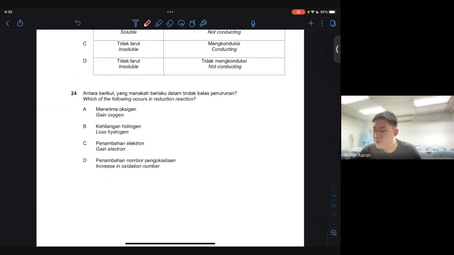Number 24, which of the following occurs in reduction reaction? Oxidation and reduction have 4 different main definitions. Does it gain oxygen? No. Does it lose hydrogen? No. Does it gain electrons? Yes. Does it increase oxidation number? Wrong. So the best answer here will be C.